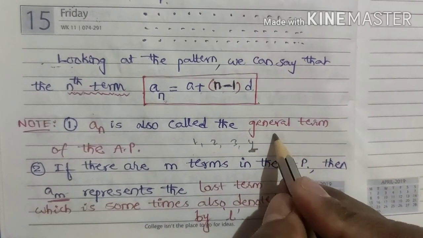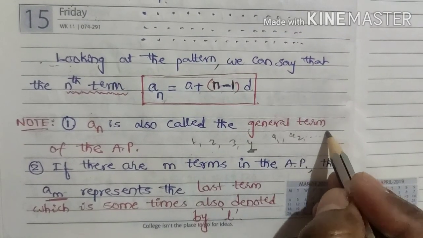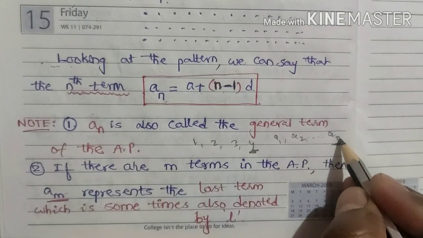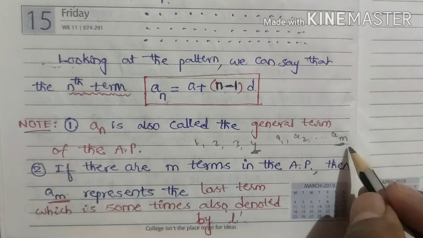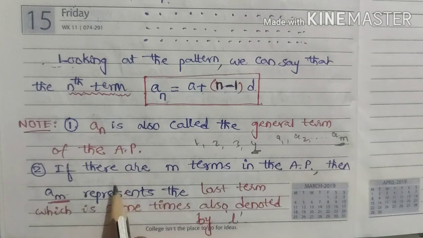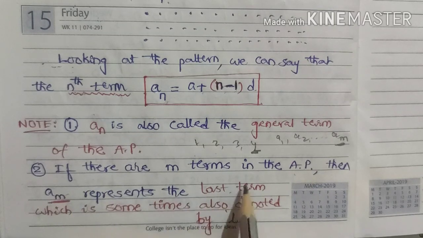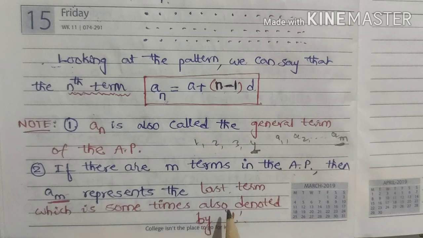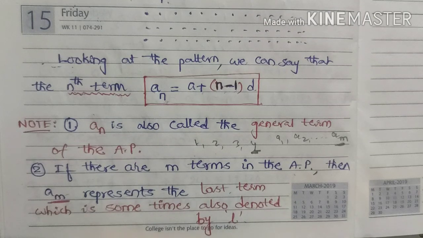In case generally if you are writing A1, A2 and so on, AN, here AN will be the last term. Instead of N, if M is there, AM will be the last term. There are M terms, we can tell. If there are M terms in the arithmetic progression, then AM represents the last term. Generally the last term is also represented by the letter L. Here L is for last term.